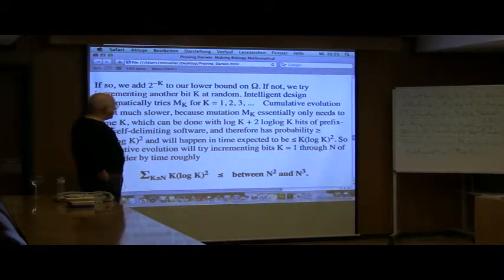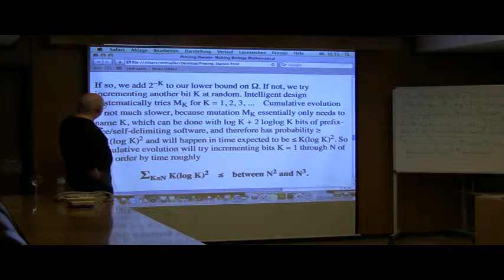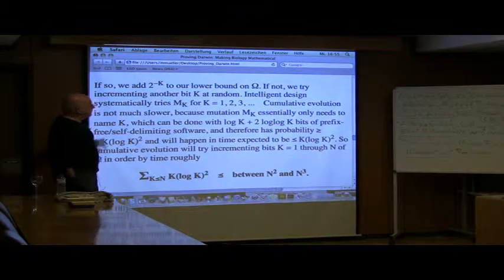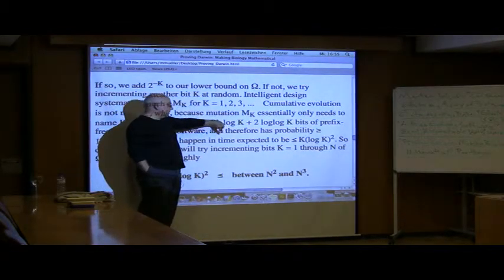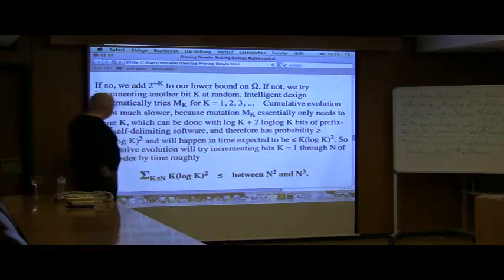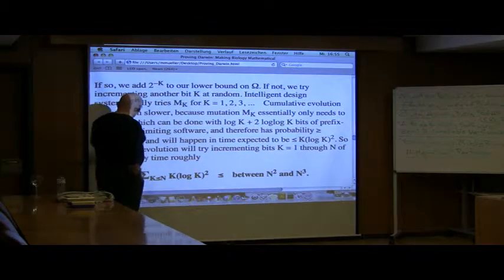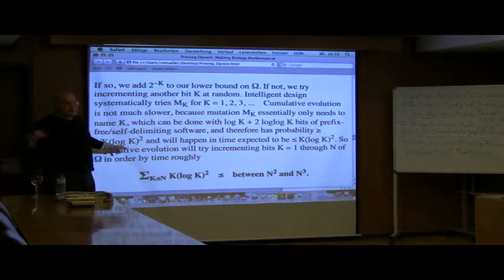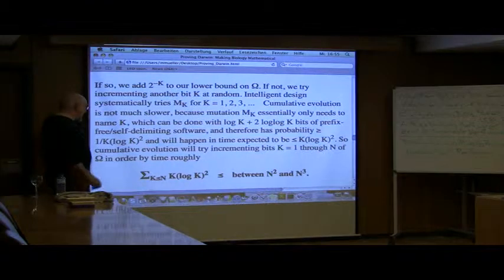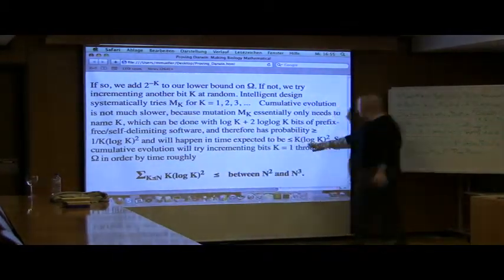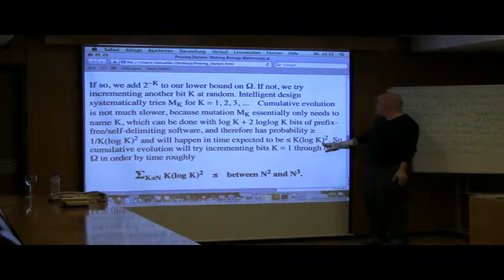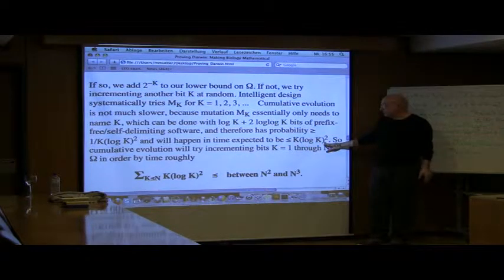So if the probability of m sub k is greater than or equal to this, where I defined the probability to be 2 to the minus size in bits, and we know that the number of bits you need is bounded by this plus c, then 1 over that is the expected time that it takes you to try this m sub k at random. So the expected time is roughly of order k times log k squared.